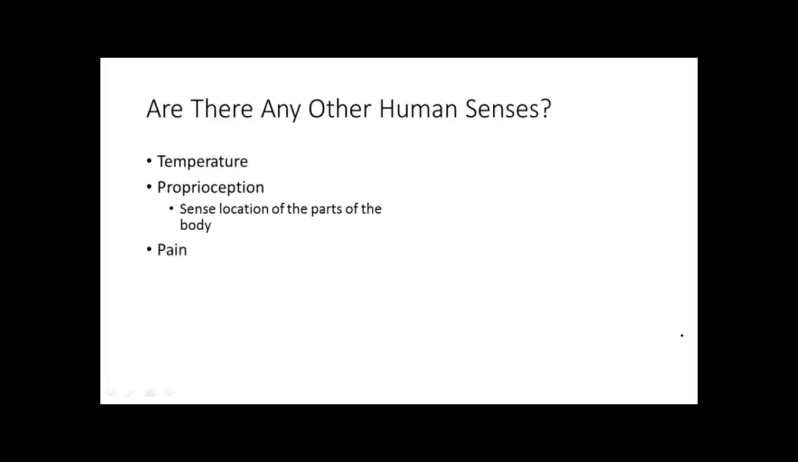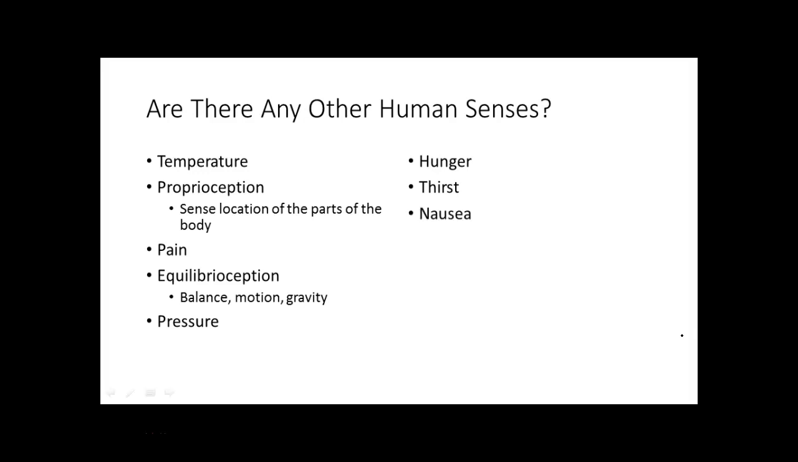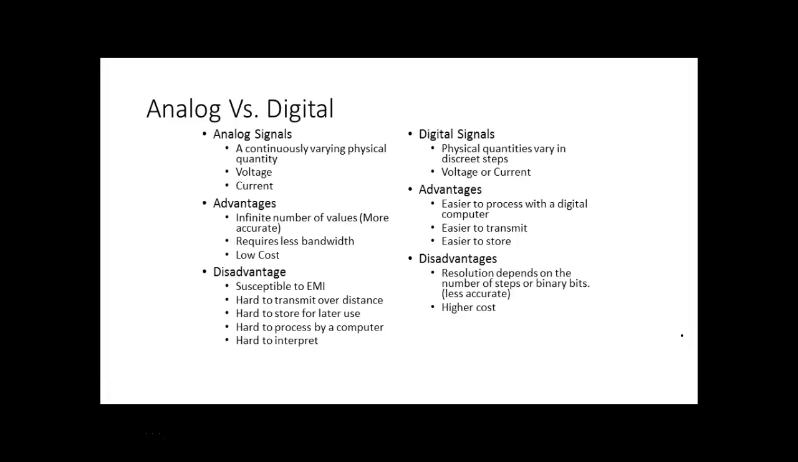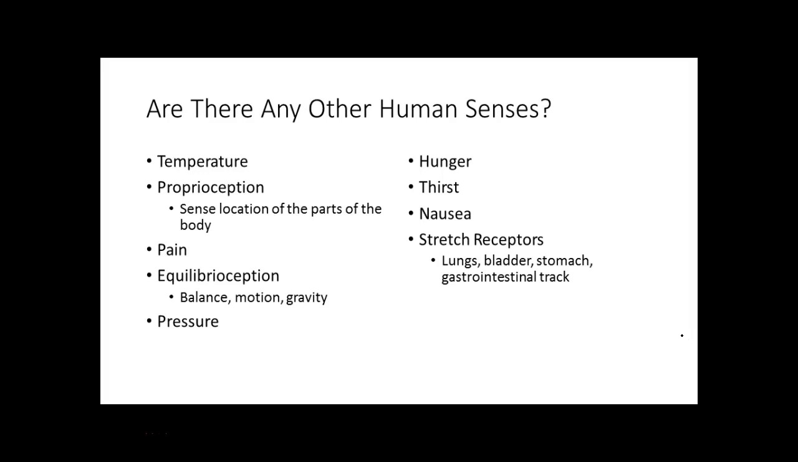We can sense pain. We can sense balance. We've already talked about that. We can sense pressure. We can sense hunger. We talked about that. Thirst, which is a sense, right? Nausea. Anybody ever thrown up? Stretch receptors: your lungs, your bladder, your stomach. So we know when we've got to go to the bathroom, is what it's saying. We know when we've got to breathe. So these are just some that I came up with researching the internet, researching the human system.